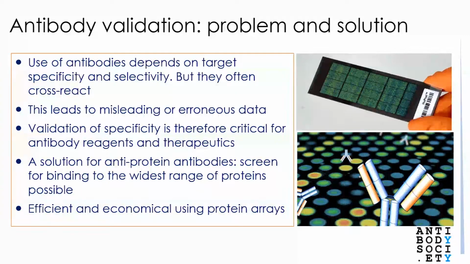One way to confirm specificity for a protein target is to screen the antibody for binding to the widest possible number of proteins. And this is the principle behind protein arrays as validation tools. As shown on the right, it is now possible to present a vast number of proteins as individual spots on a glass microscope slide and react antibodies with them efficiently and economically.